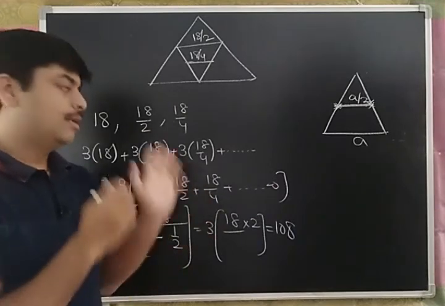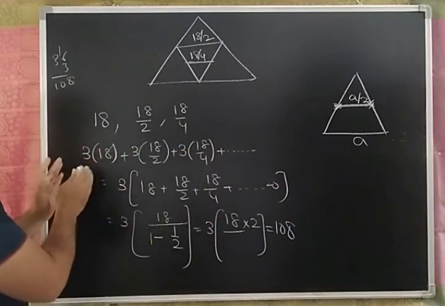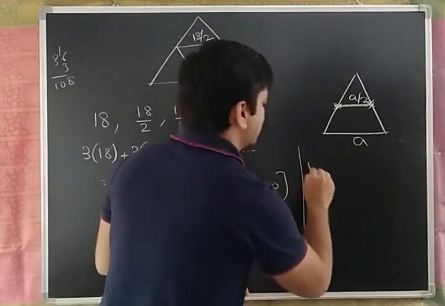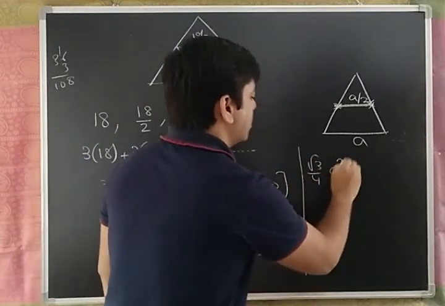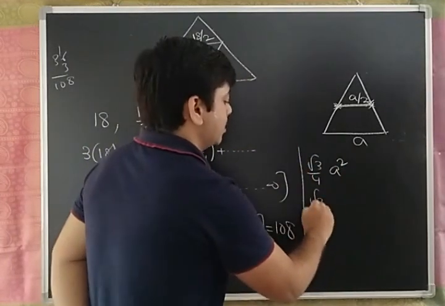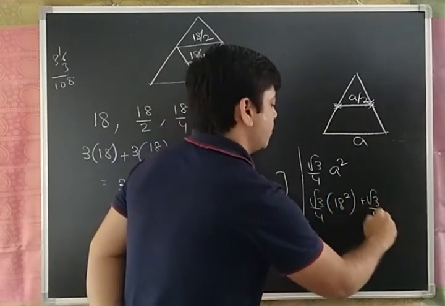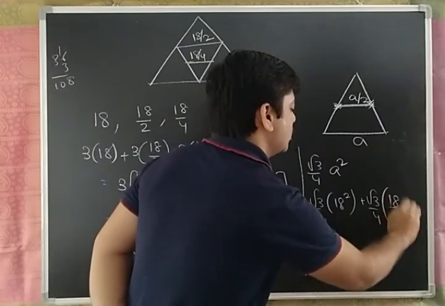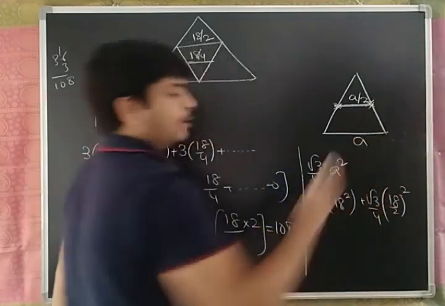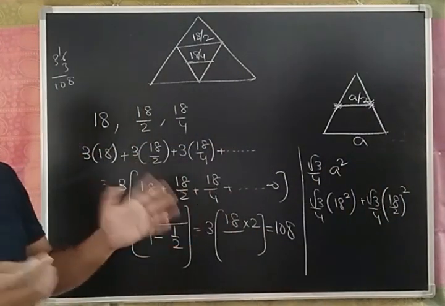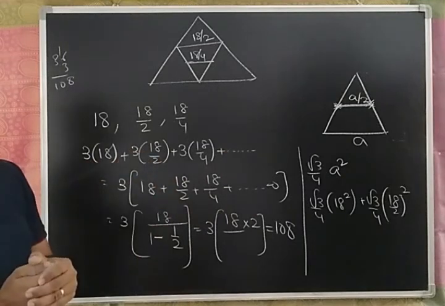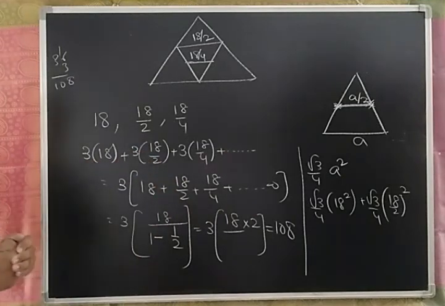What about the area? You please proceed with that. The same thing: the area of an equilateral triangle is root 3 by 4 a square. So for the first side 18, it is root 3 by 4 into 18 square. The next one is half of that side, that is root 3 by 4 into (18 by 2) whole square, and so on. You need to carefully check what will happen to that. Yes or no?